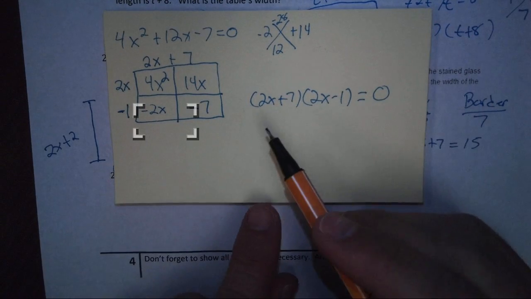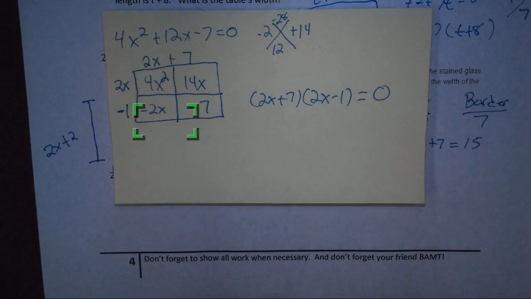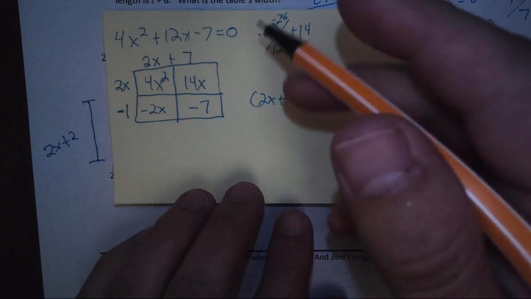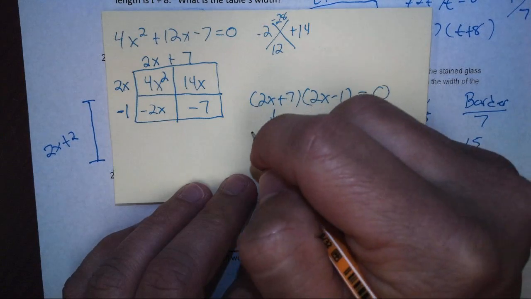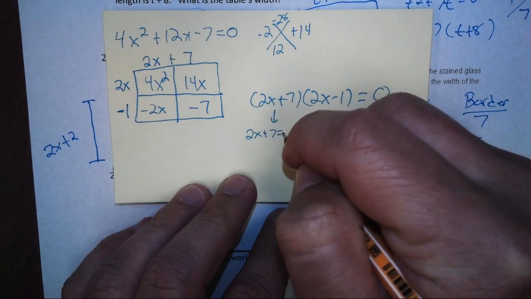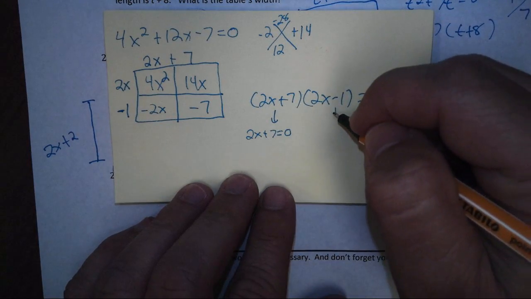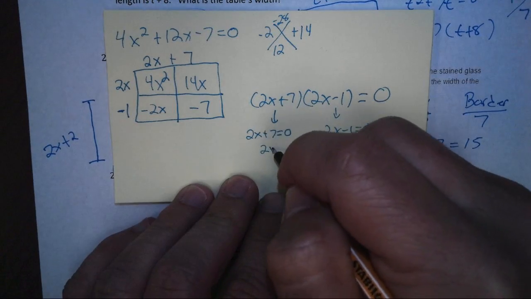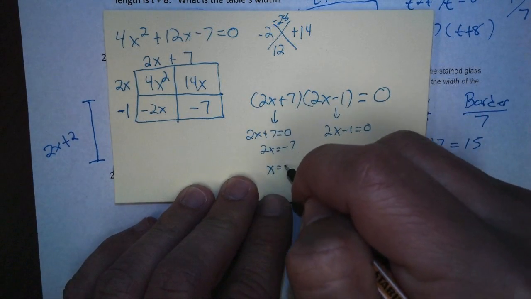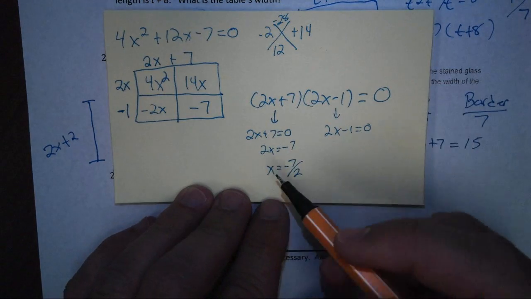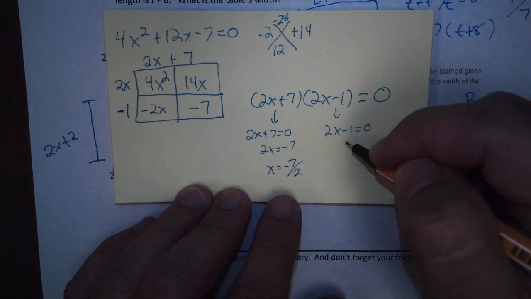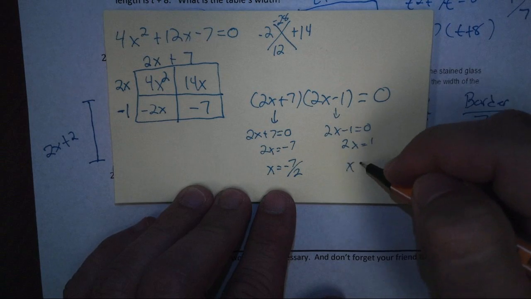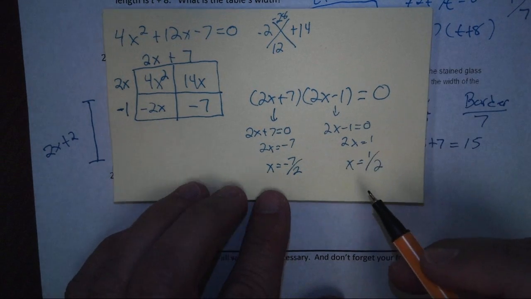Well, if you multiply two things together and your answer is 0, that means one of them had to have been a 0. It's the only way to get an answer of 0, if you multiply with a 0. So either 2x plus 7 could have been the 0, or 2x minus 1 could have been the 0. So let's solve. Subtract 7, divide by 2. We get negative 7/2 for this equation. For this one, we would add 1, divide by 2. We would get 1/2 for this one.